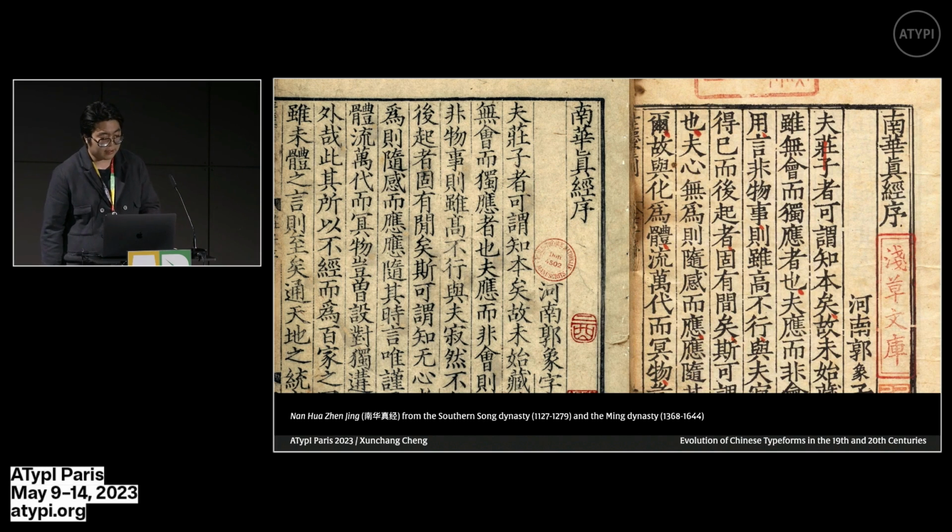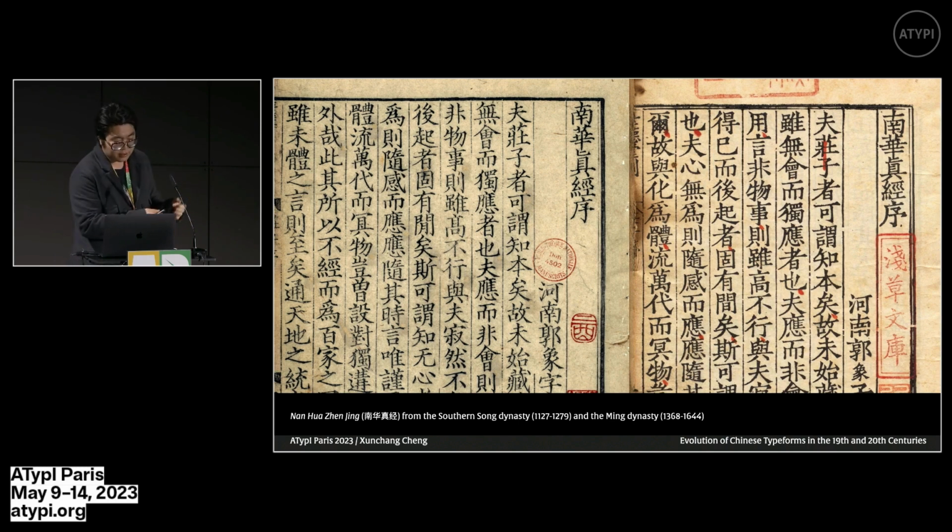And in the Song Dynasty, the calligrapher and engraver became different people. The engraver achieved really high engraving skills, and we can see from the left picture that the right picture has the same content.